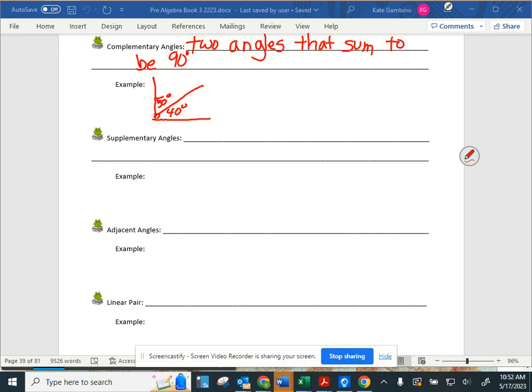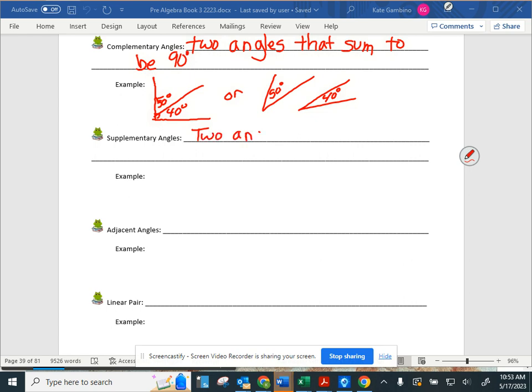They do not have to be adjacent. That means they don't have to share a side. So I could have a 50-degree angle and a 40-degree angle that are not next to each other. They are still complementary because I can add those two angles together to get 90 degrees. So either way, they could be next to each other or they could be separated. They're still complementary.